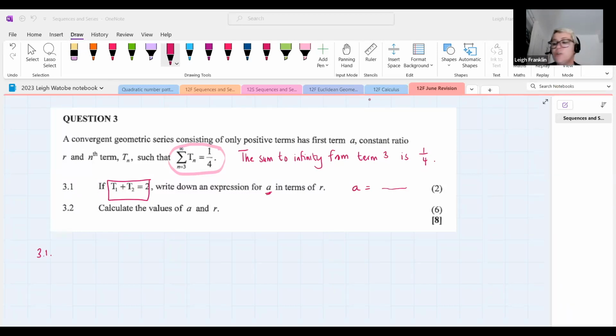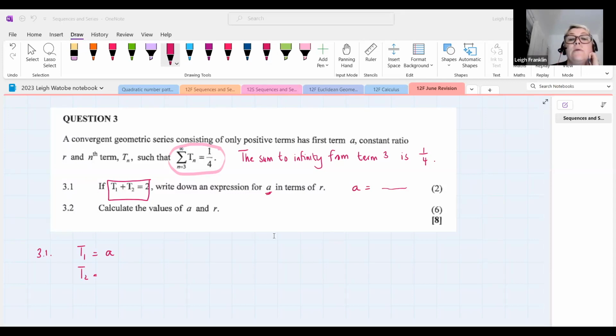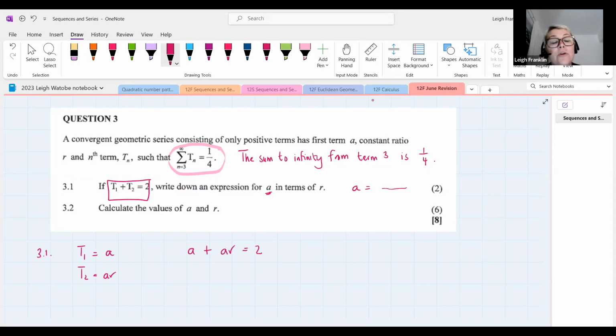So how would we write term 1? In terms of A's and R's, what would term 1 be? Term 1 is always A. Quite right. What's term 2? Good. Term 2 is AR. So in other words, A plus AR is 2. That's what they want us to do in question 3.1. And then they want us to make A the subject of the formula.